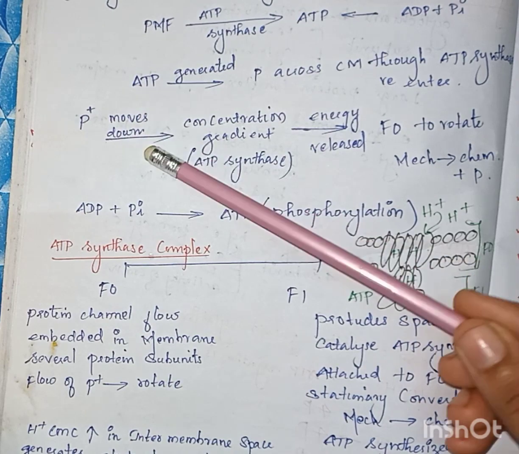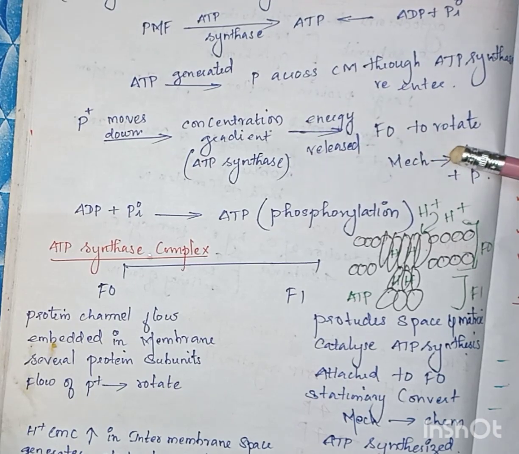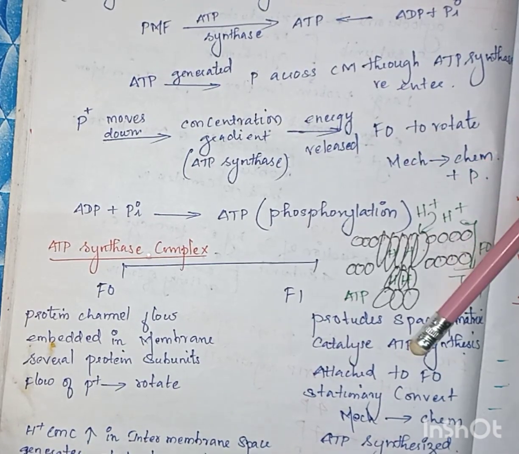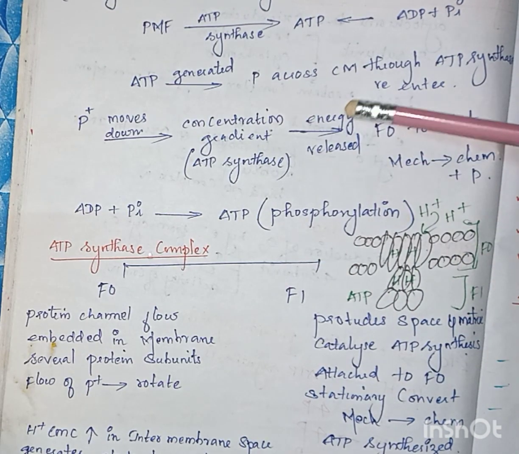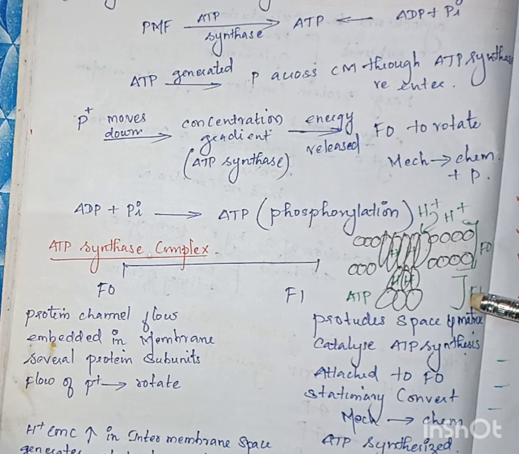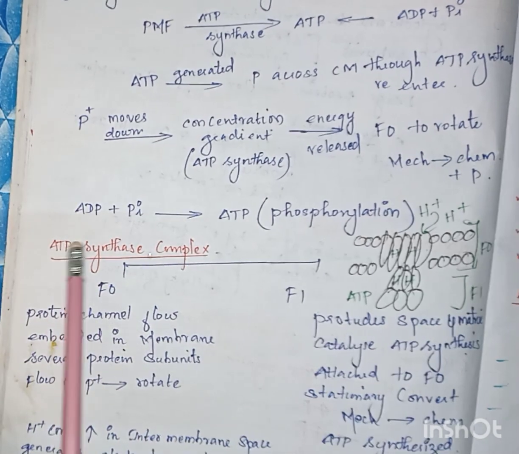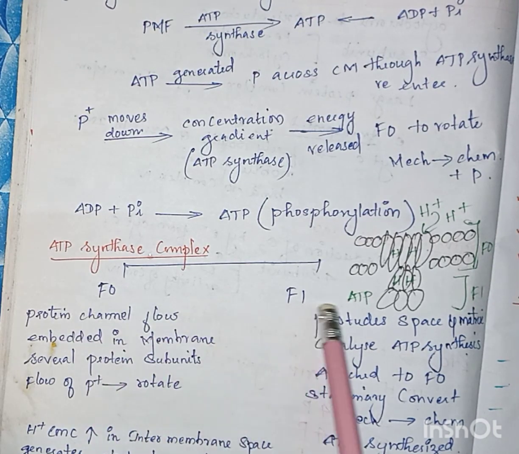This proton moves down the concentration gradient. As I said, the H plus ions are present outside, and when they move across the concentration gradient, ATP synthesis will occur. It releases a certain amount of energy. The first part is called F0, which helps in the rotation where the mechanical energy is converted to chemical energy, and ATP synthesis will occur in the F1 region. Basically, the ATP synthase complex is composed of two regions, F0 and F1.